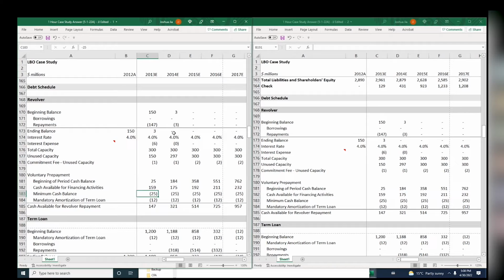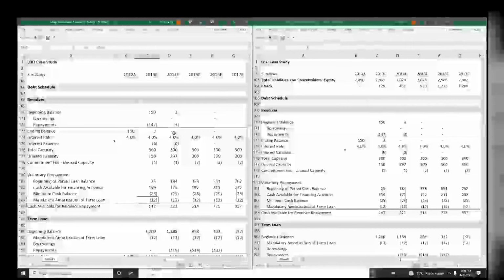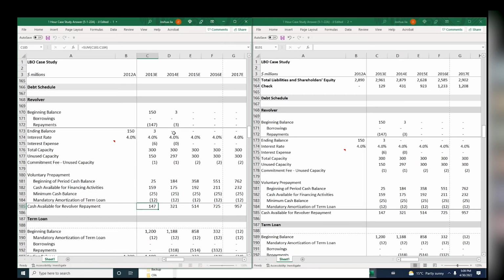And then finally, we also have to account for the mandatory amortization. This is very easy to forget. This amortization has to be paid. If you don't pay this, you default. That's why we put it in here. So this is the actual money that's left over to repay the revolver in this case. And if it's negative, we have to borrow from the revolver.